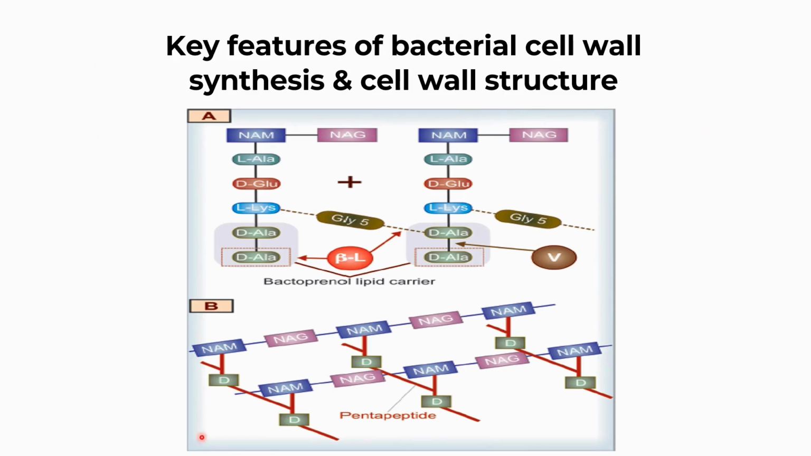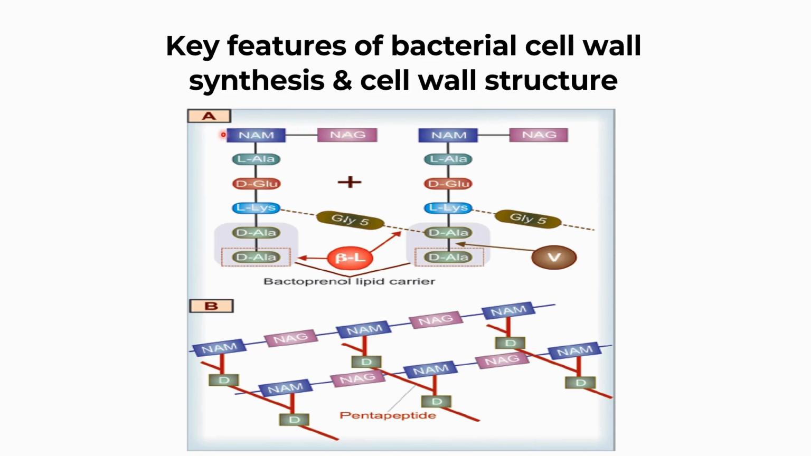This slide will show the key features of the bacterial cell wall. The bacterial cell wall is a rigid layer that surrounds the cytoplasmic membrane. It is primarily composed of peptidoglycan, a large polymer that gives the cell wall its strength. Peptidoglycan consists of repeating units of sugars and amino acids. As you can see in the first figure, we have NAM and NAG.